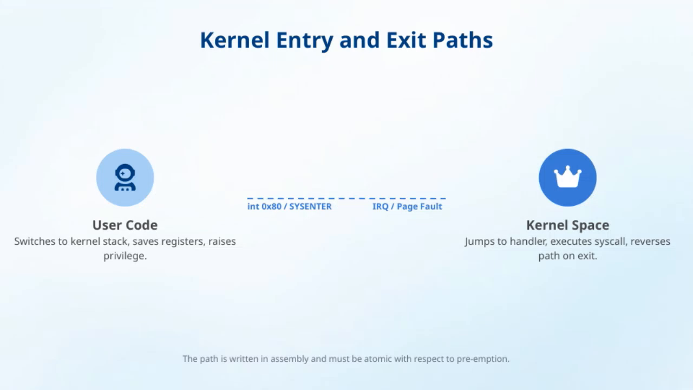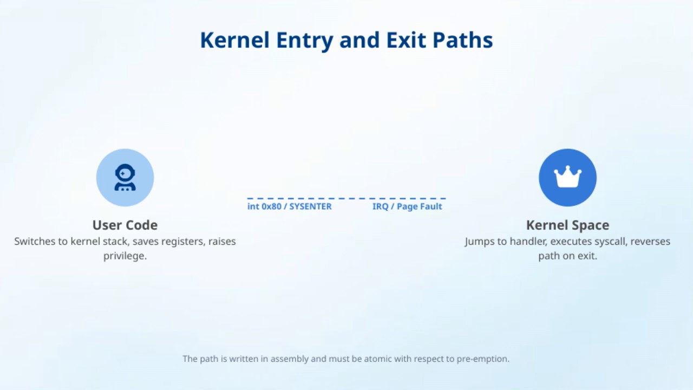So, the path that the system takes when handling a syscall is written in assembly language, and it's crucial that this process is atomic with respect to preemption. In other words, once we start this path, it must run uninterrupted until it reaches the handler, executes the syscall, and then reverses the path on exit. This ensures consistency and prevents race conditions or partial execution.